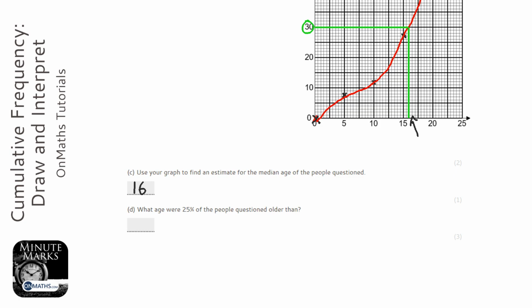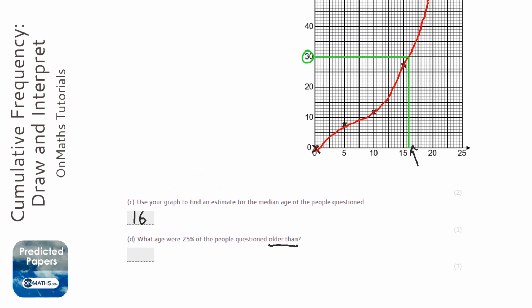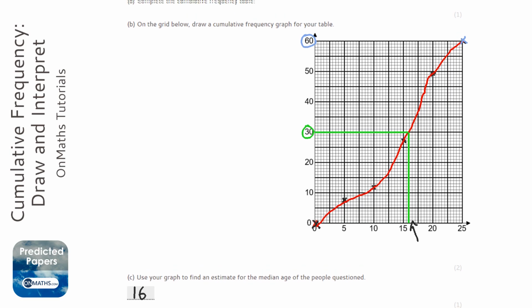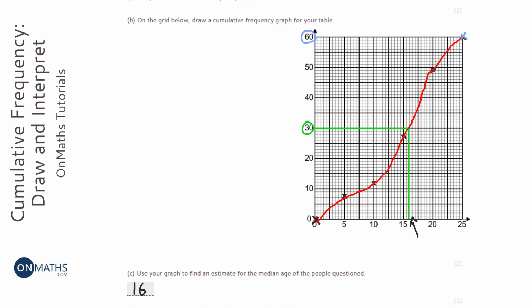Okay, last question says, what age were 25% of the people questioned older than? And that's important. Where were 25% of the people older than? Now this is actually asking us what the upper quartile is. So we need to work out the upper quartile, and to do that, an easy way of doing it is you work out which number you have to go across from. You do that by halving the number used for the median, so it'd be 15. And then you add the 30 and the 15 together. That's going to be 45.